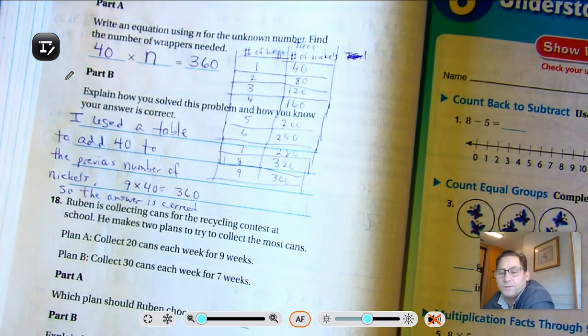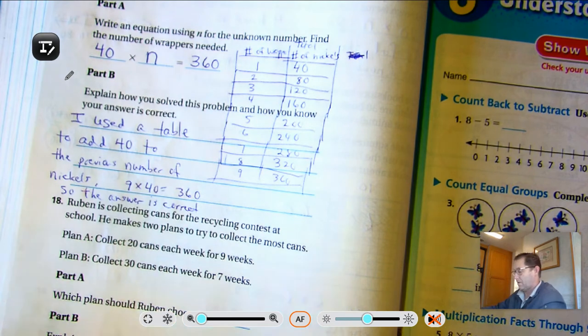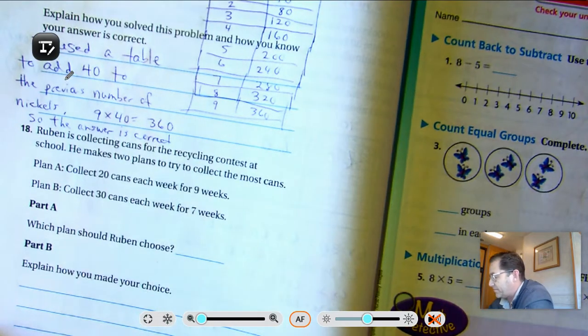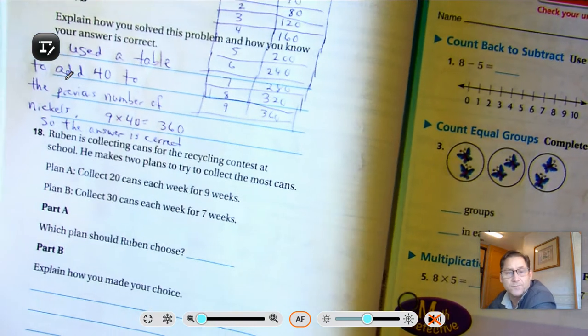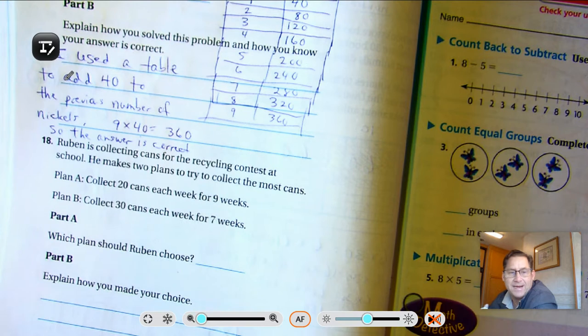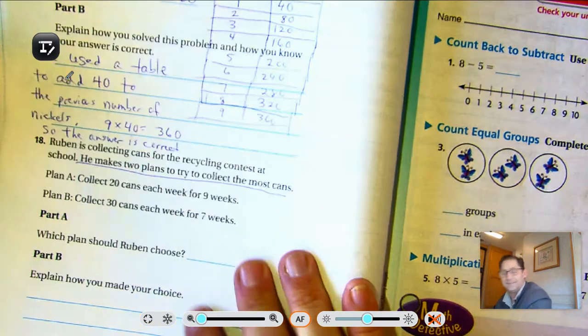Okay, 9 times 4 is 36. So I know that the answer is correct. All right, and 18. Ruben's collecting cans for a recycling contest at school. He makes 2 plans to try to collect the most cans. Plan A, he collected 20 cans each week for 9 weeks. In Plan B, he collected 30 cans for 7 weeks. Which plan should he use? He wants to try to collect the most cans.